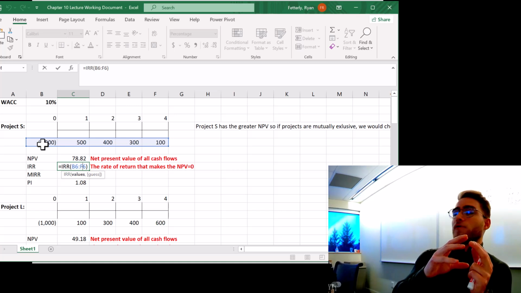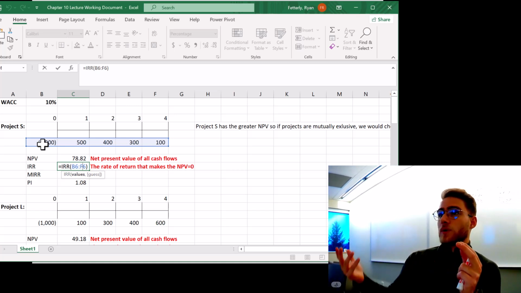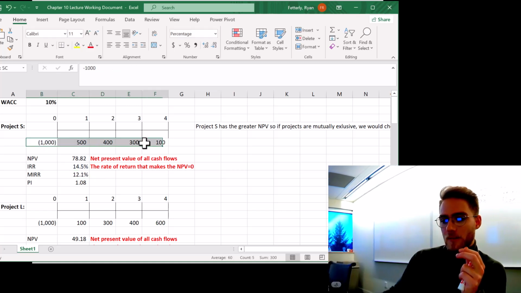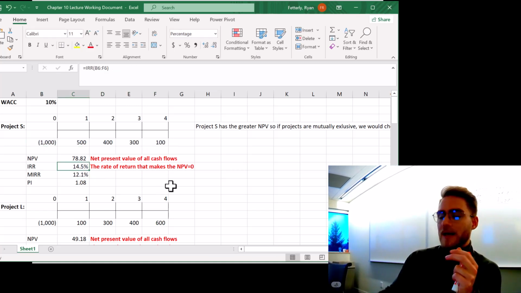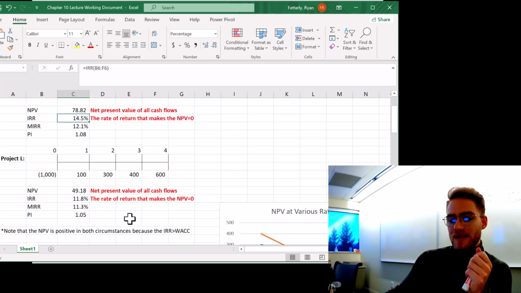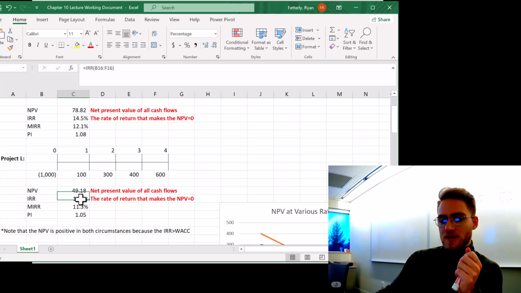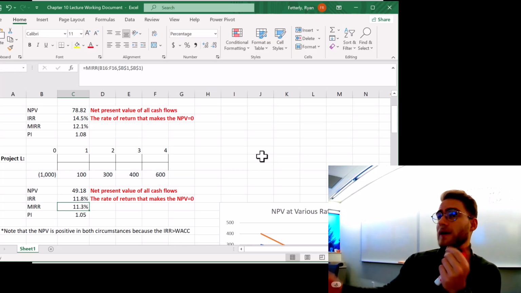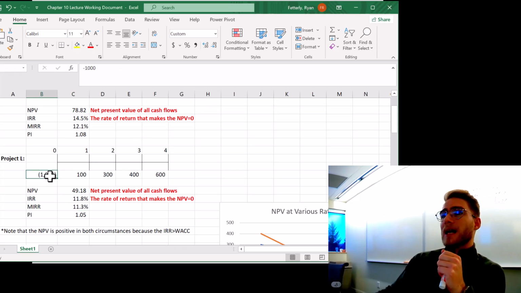In the net present value formula, we did not include year zero, and this one we do. So we include year zero, we just highlight all the cells on the timeline, and then bang, we get the 14.5% rate of return. And then we do the exact same thing for project L, and we get the 11.8% rate of return.